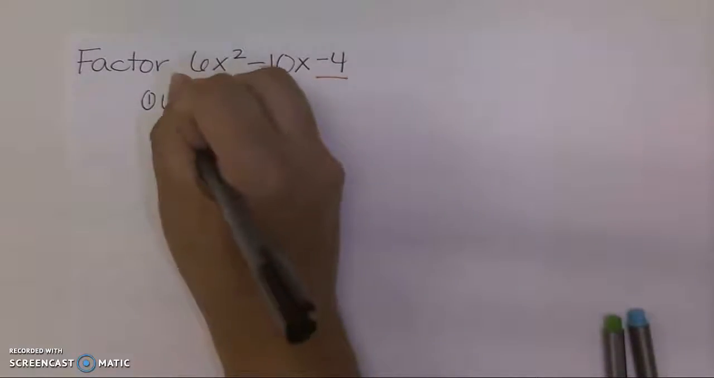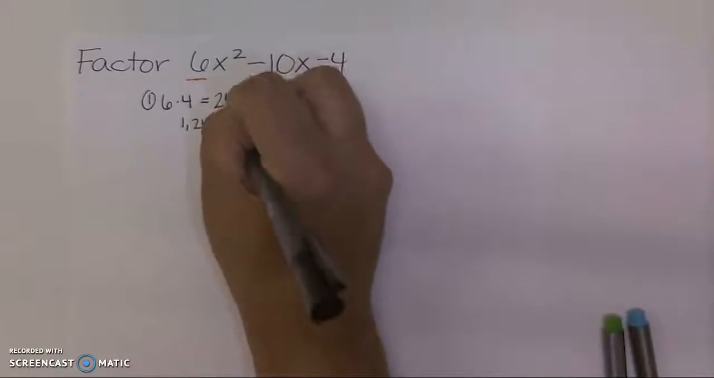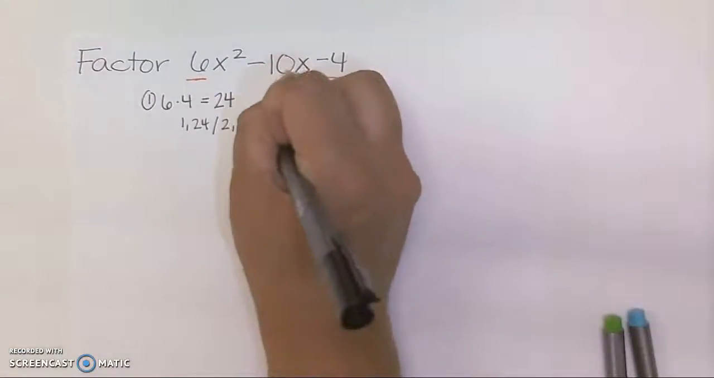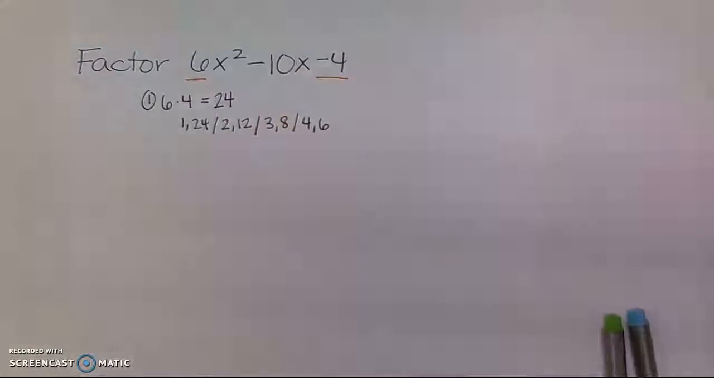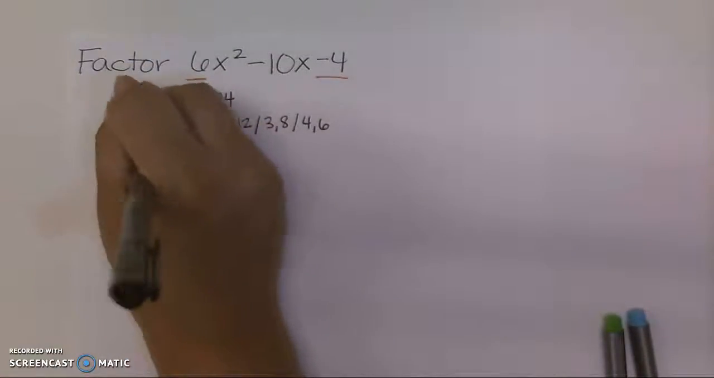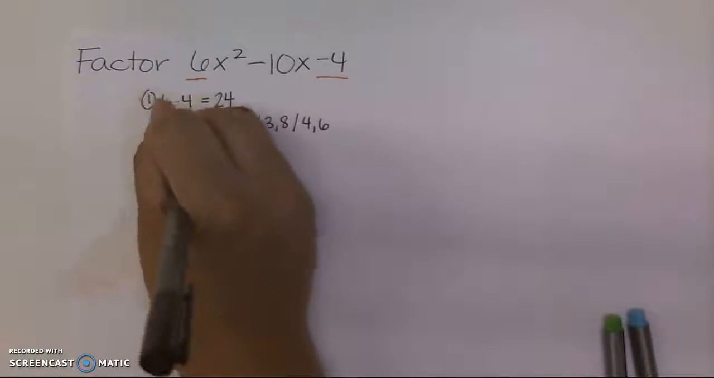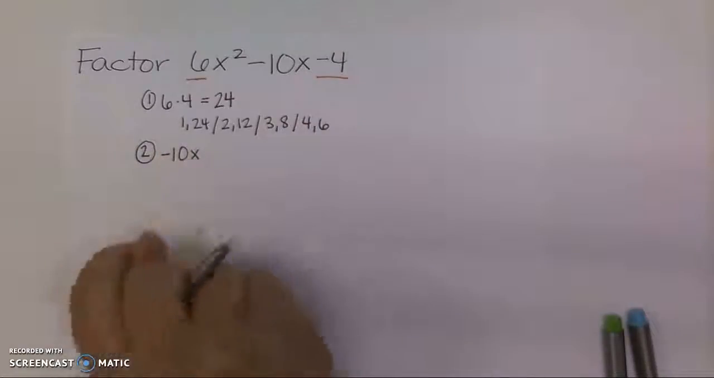And then I'm going to find the factors of 24: 1 and 24, 2 and 12, 3 and 8, and 4 and 6. So like before, this is pretty similar, except I multiplied first, but other than that, I'm finding my factors, right? The second thing I'm going to look at is my linear term, which is negative 10x. And I'm going to figure out which factor pair equals negative 10x.